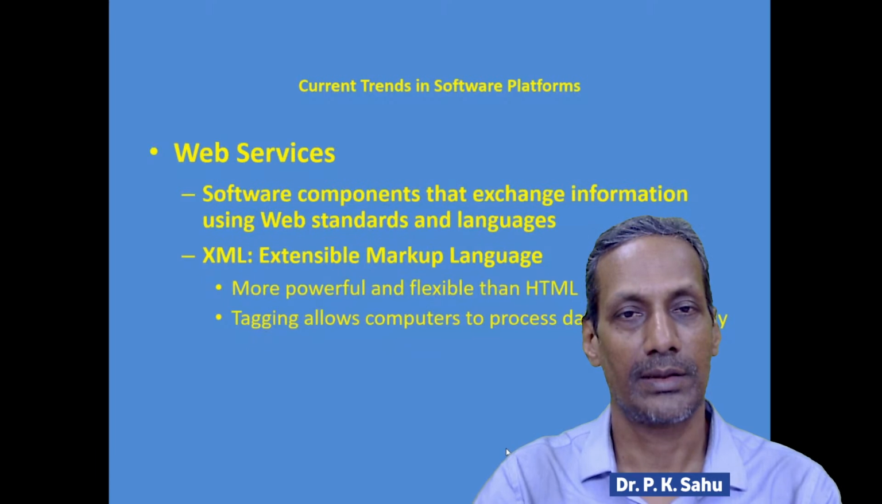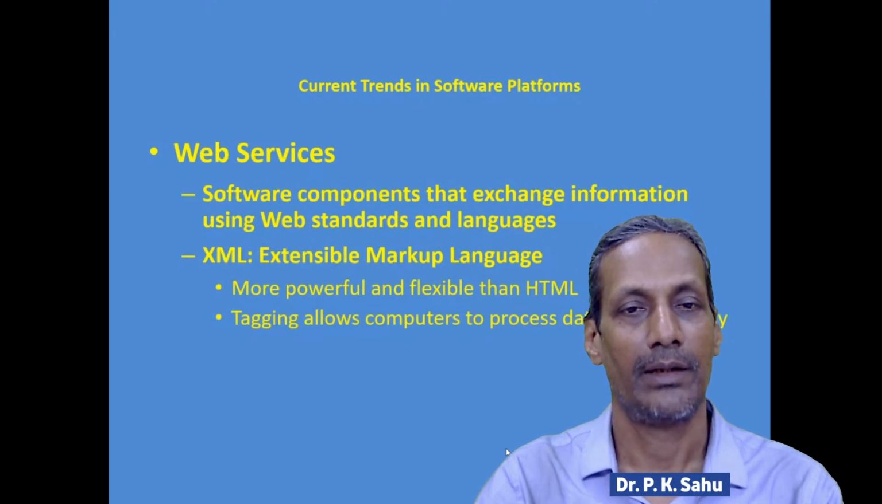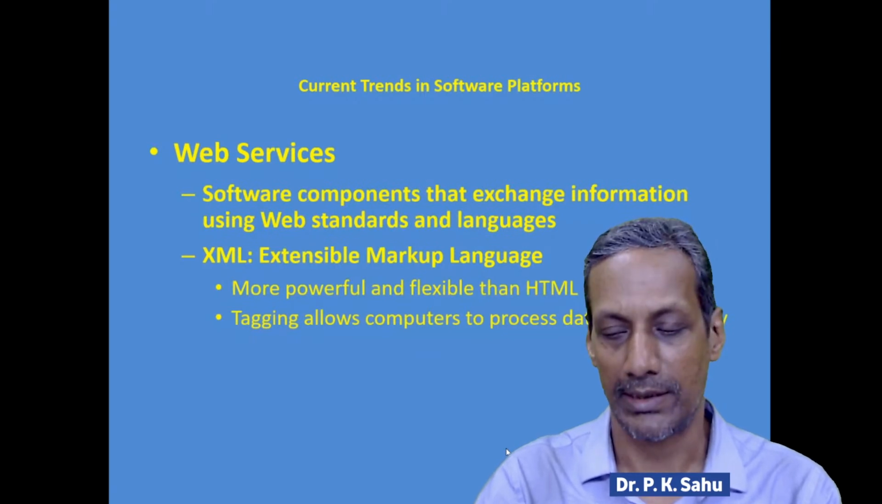Web services, the current trends are that software components that exchange information using web standards and languages are the web services. XML is one very good example of these services, the extensible markup language. It is more powerful and flexible than HTML, making the web pages dynamic. It's more powerful and flexible than the static HTML designs. XML tagging allows computers to process data automatically.